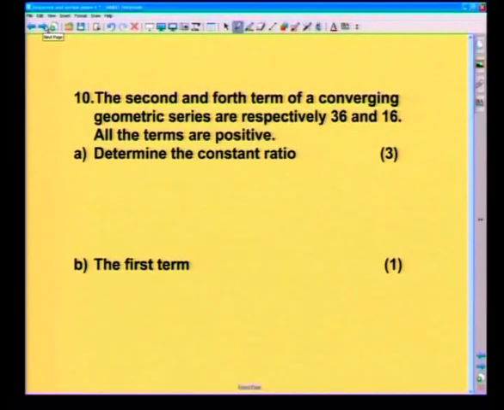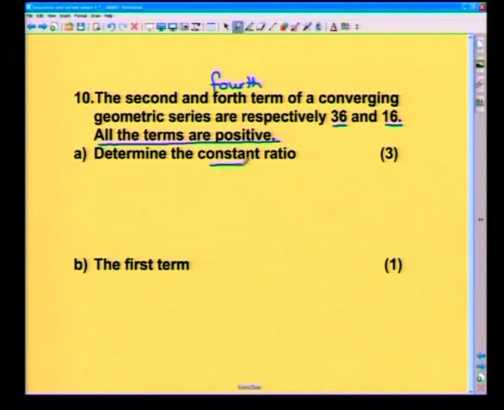This one says the second and the fourth (spelled incorrectly, I do apologize, F-O-U-R-T-H) term of a converging geometric sequence are respectively 36 and 16. All the terms are positive. Remember I said to you that's what they're going to do if they have any worry going on this whole story. So right, looking at that, remember I said to you the first thing we do is we code.